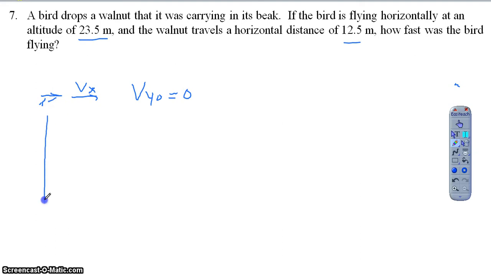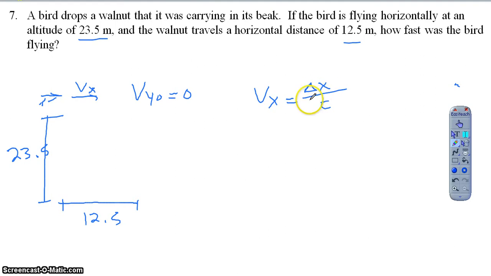So we know the altitude of the bird is 23.5 meters. We know the distance that the walnut travels before it hits the ground is 12.5 meters. So if I want to find how fast the bird was flying, if I want to find my horizontal velocity, the important thing is I know the horizontal velocity is constant, and that allows me to use my constant velocity formula, which is simply delta x over t. And so I know my delta x, how far it's gone horizontally, is 12.5, so then I just need to find my t.